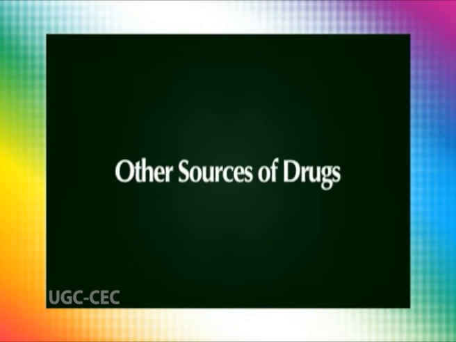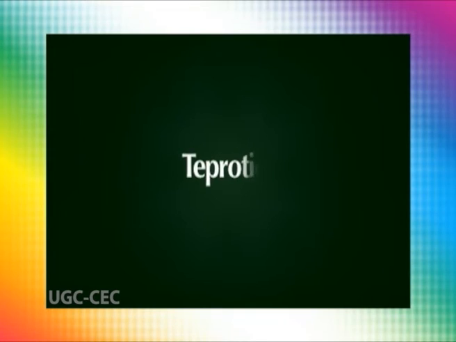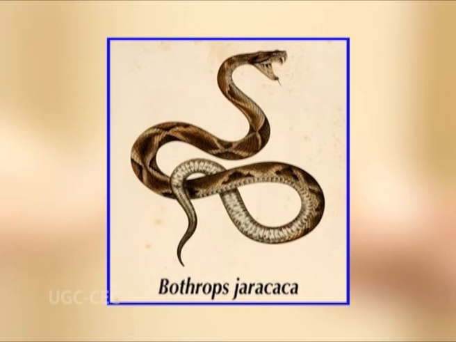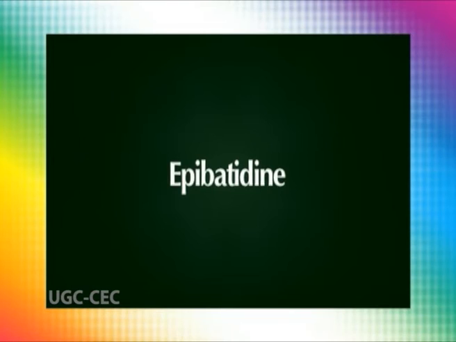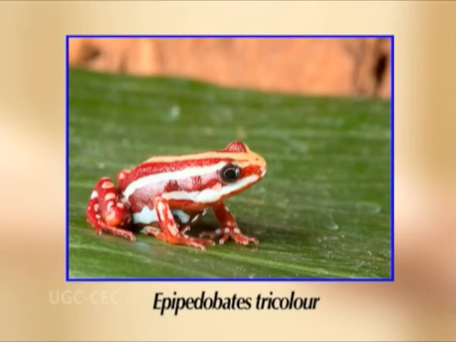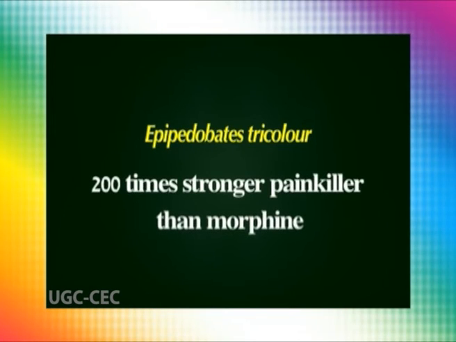The other sources of drugs include teprotide, isolated from the venom of the pit viper Bothrops jararaca, which is used in the treatment of cardiovascular diseases. Now, epibatidine, present in the skin of a frog, Epipedobates tricolor, has been shown to be 200 times stronger as a painkiller than morphine. This was discovered because natives used the extract of the skin as an arrow poison.